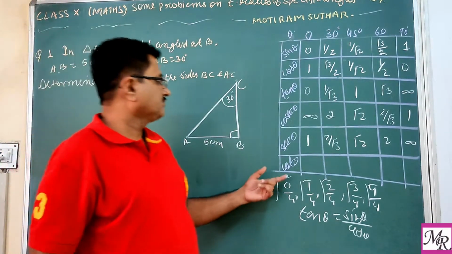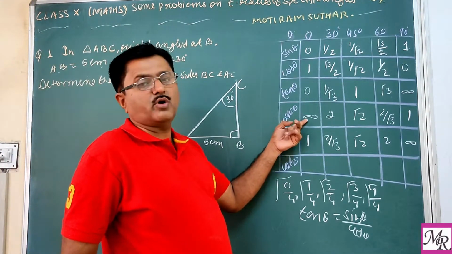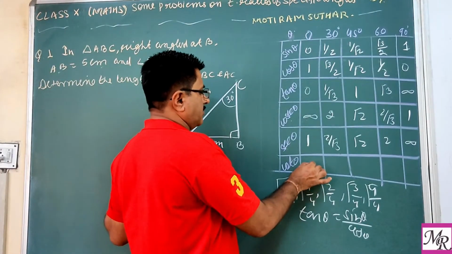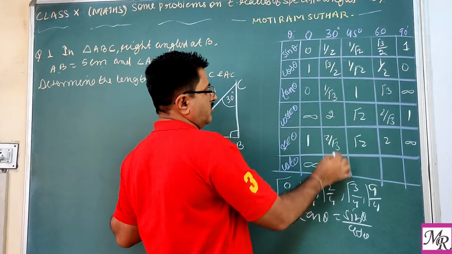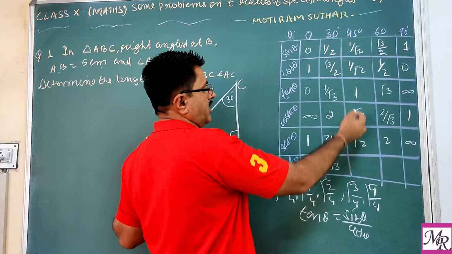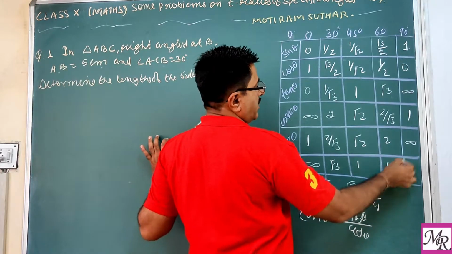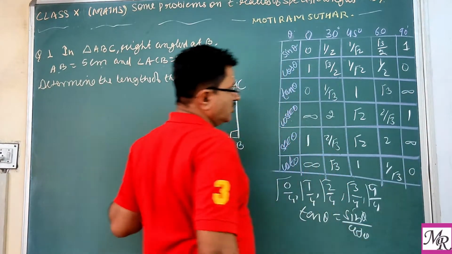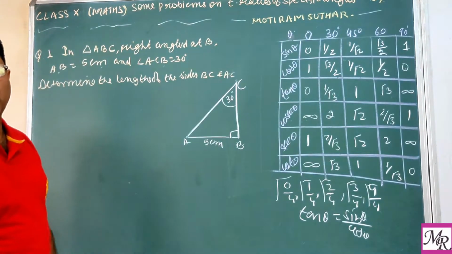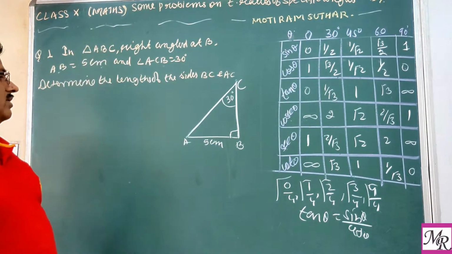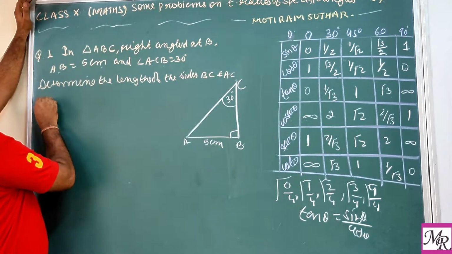Clear? Now cot theta is the reciprocal of tan theta. So 0 upon 1 gives 1 upon 0, infinity. 1 by root 3 gives root 3 by 1. 1 by 1 is 1. Root 3 gives 1 by root 3, and infinity gives 0. So in very quick time we get this table, because we need this table for every question of such type of problem.